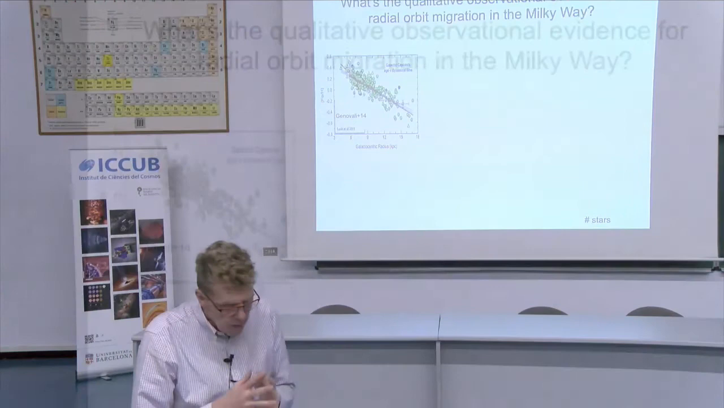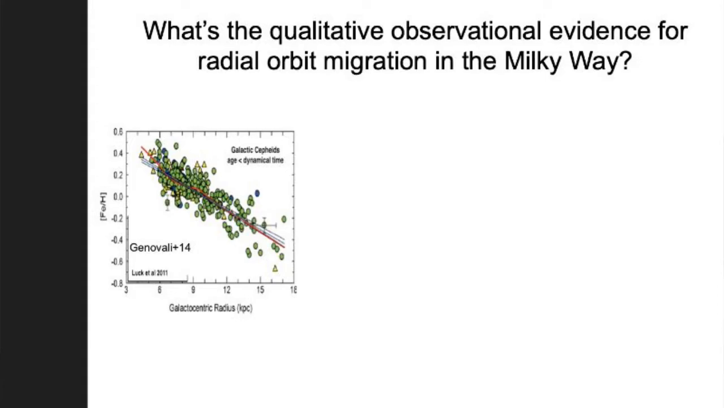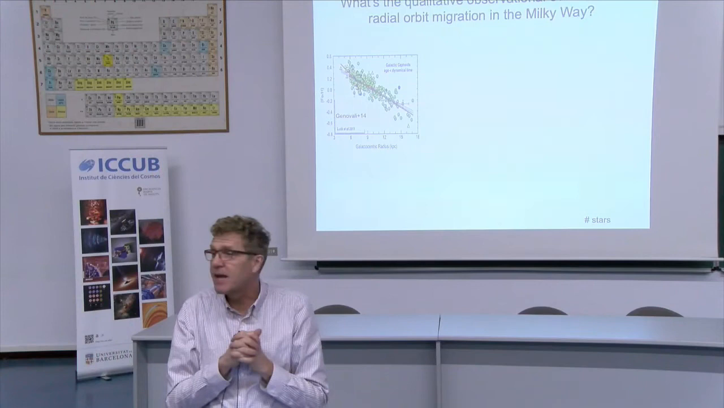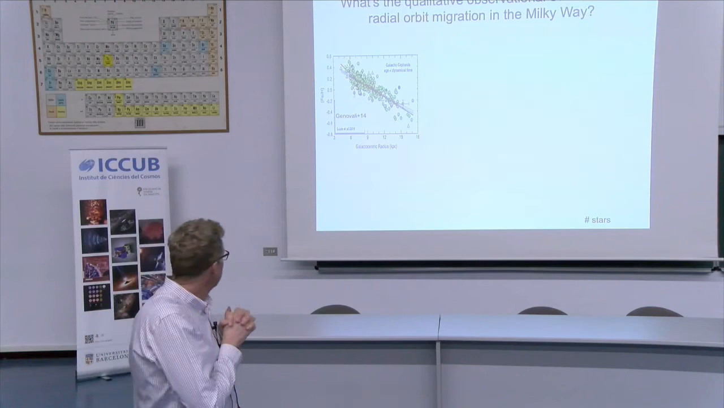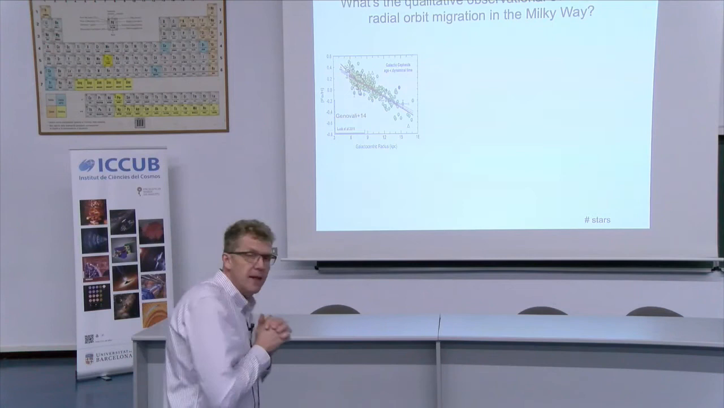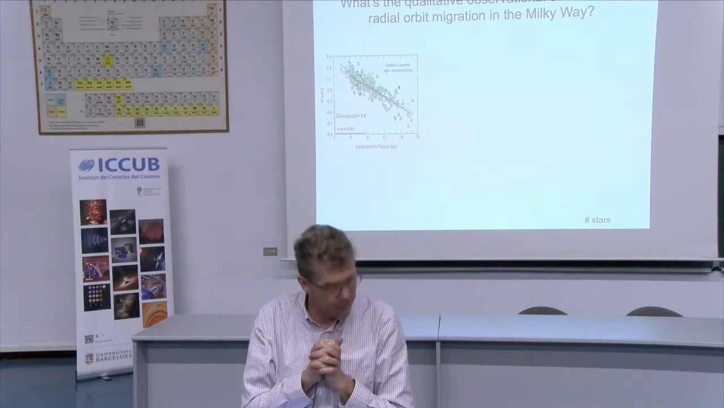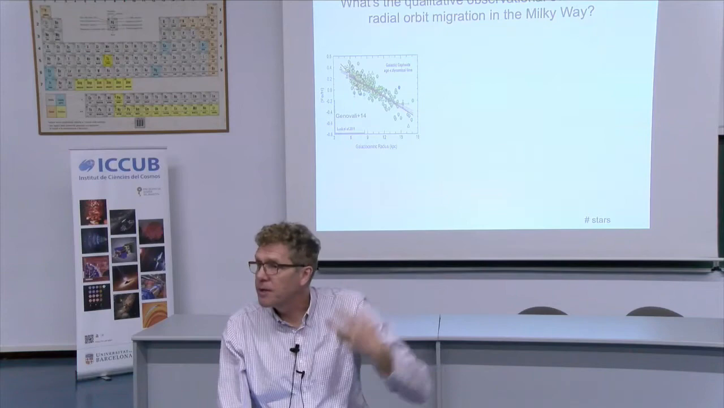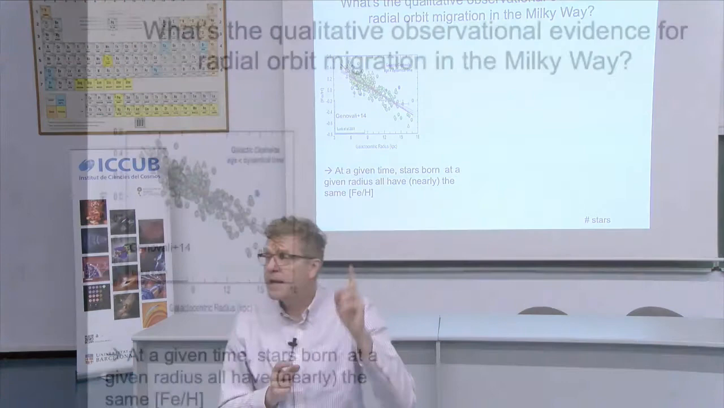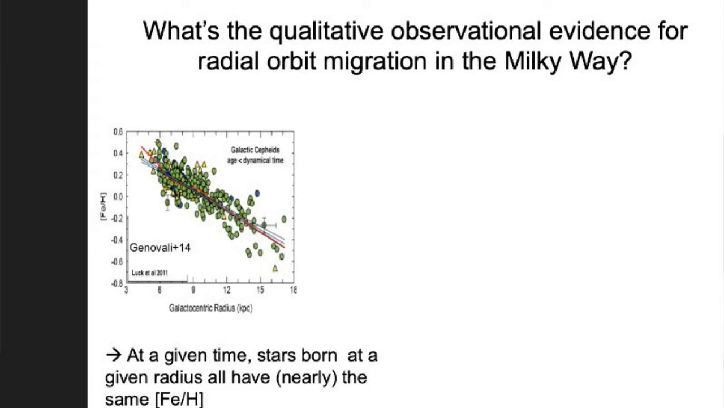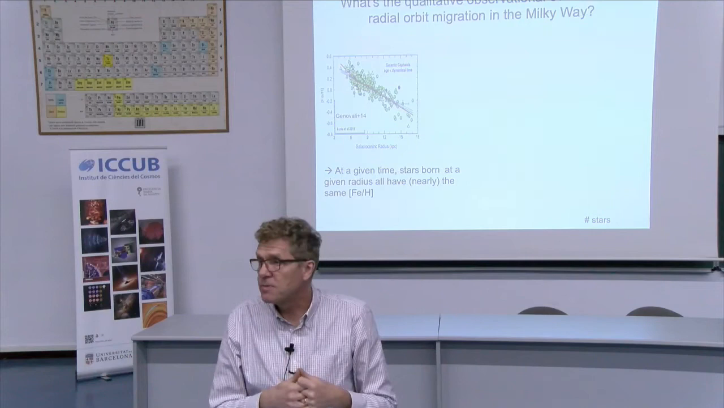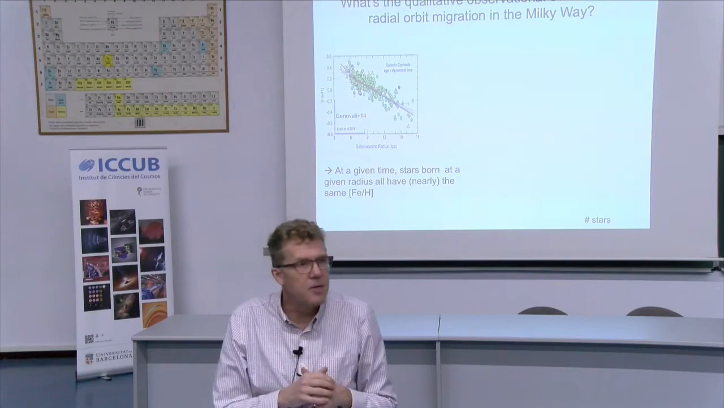How does one tackle this observationally? How do you find out where a star was born and whether it now has the angular momentum that it had at birth? Let me start with showing this plot here that shows, as a function of radius, the metallicity of stars recently born within the last dynamical period, in this case, Cepheids. And you see that within 0.1 dex or so, there's hardly any scatter. So one way of saying this is, at a given time, stars born at a given radius all have nearly the same metallicity within a few hundredths. That is, we see that in the Milky Way, there's evidence in other galaxies, and even at higher redshift, that picture is starting to emerge.